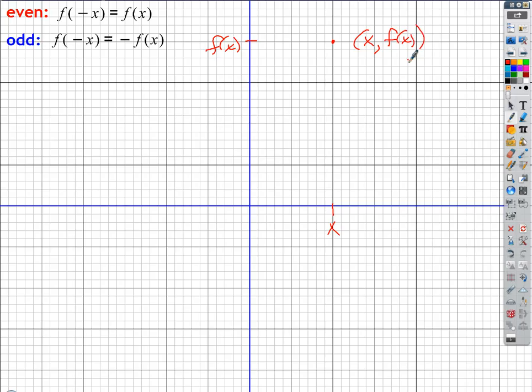Now I haven't been specific, right? But if moving over this far to the right is x, then wouldn't moving over that far to the left have to be negative x? Agreed? Well, if it's an even function, then f of negative x, when I put that into my function, I get back f of x. So the point's going to be there, at the same height. Now, what kind of symmetry do you see between those two red points?